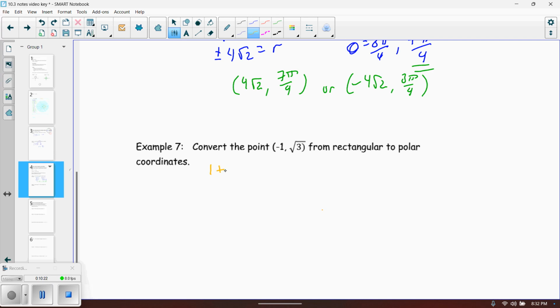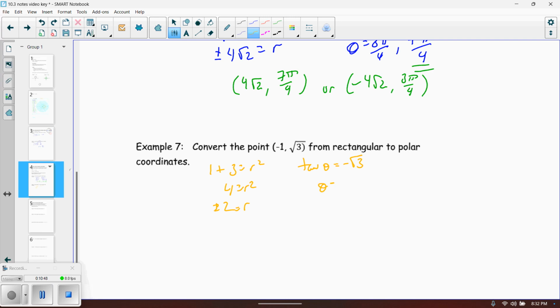√3 squared is going to be 3, and that equals r squared. So 4 equals r squared. So r is going to equal the positive or negative 2. Let's figure out the theta value. So tangent of theta is y over x, over -1, just means it's going to become a -√3.